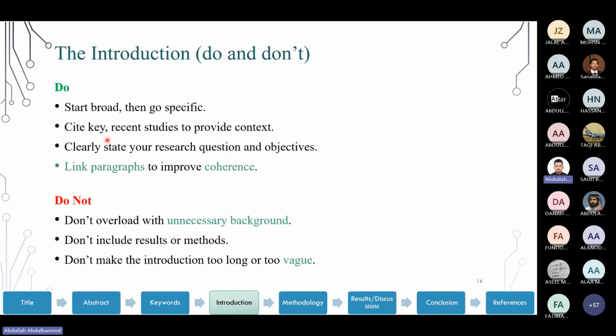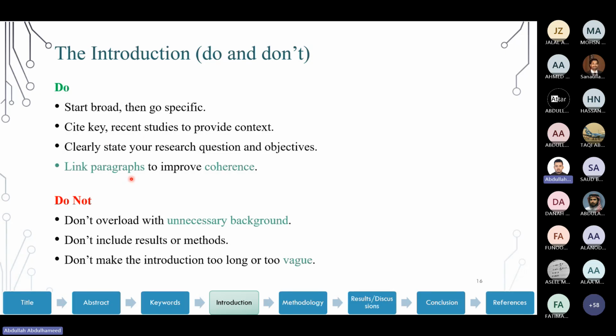You talk general, then before you go specific, you write a little one sentence to introduce the reader to the next paragraph, which is more specific. So make the paragraphs linked to each other. Now, about the things that you should avoid.